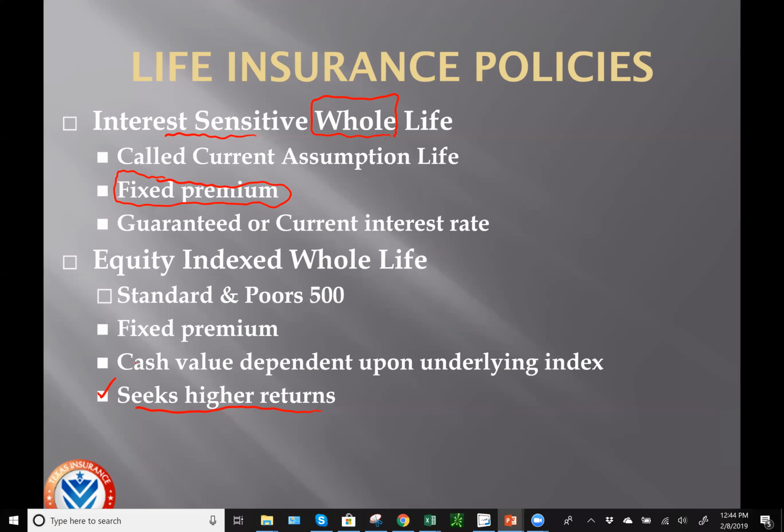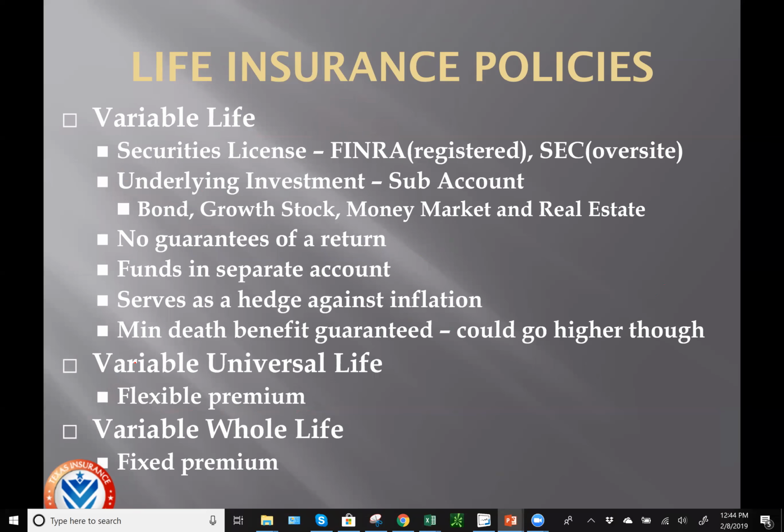All right, now let's switch gears just a little bit and let's talk about variable life insurance. Now, variable is going to work a little differently for your test because for your test, really it is 100% word association for you to answer the few questions that are going to come up over variable.